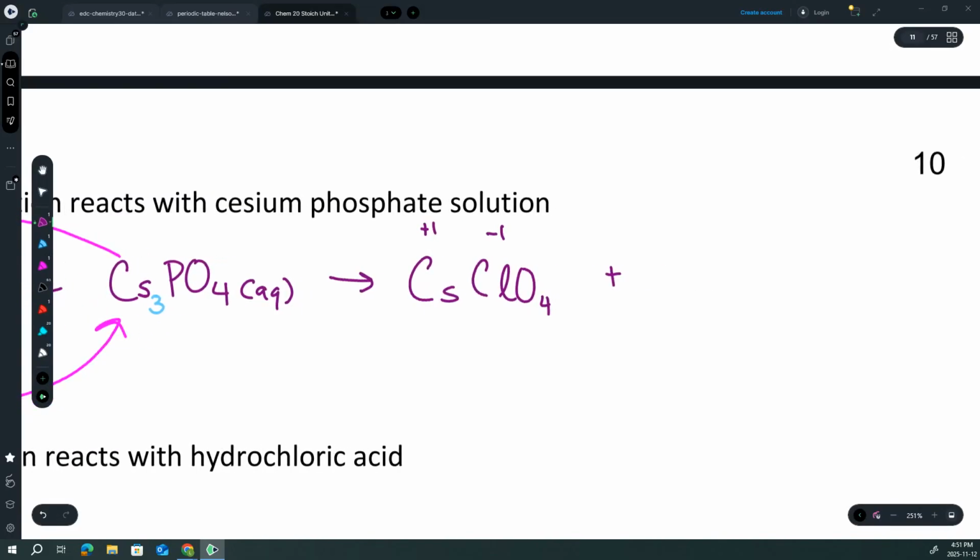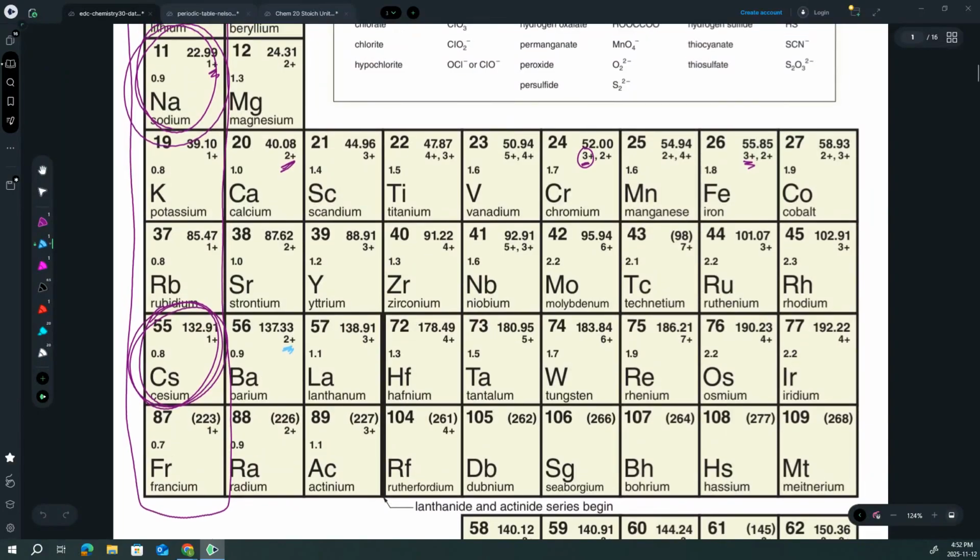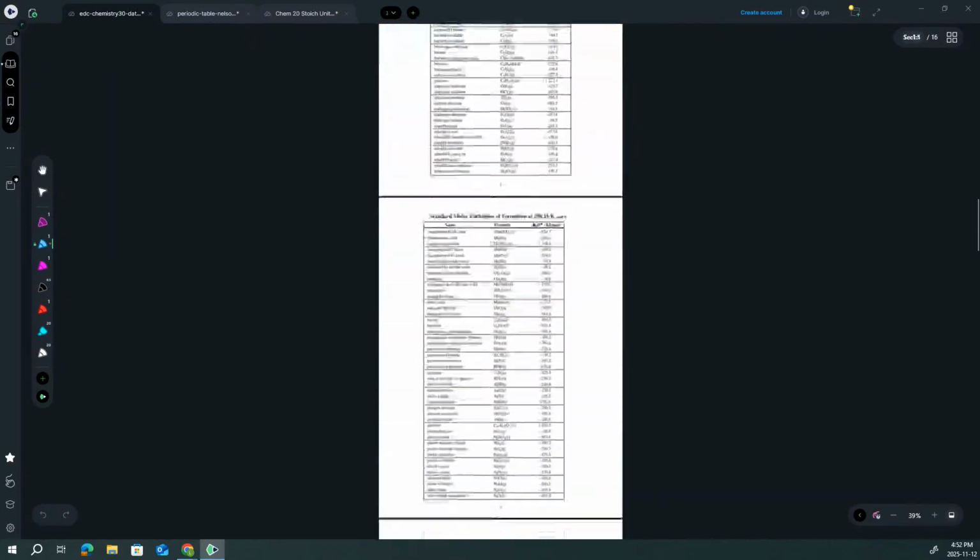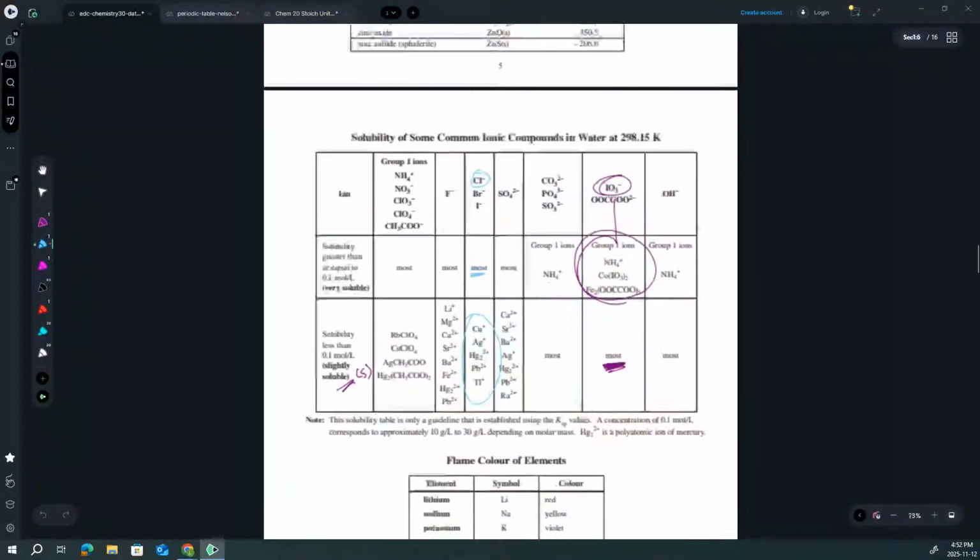And then we have sodium, which likes to have a +1 charge, and phosphate, which likes to have a -3 charge. So 1 minus 3 is not 0. We've got to do crisscross applesauce. So there we go, and that is now balanced. Now let's check solubility of both of these.